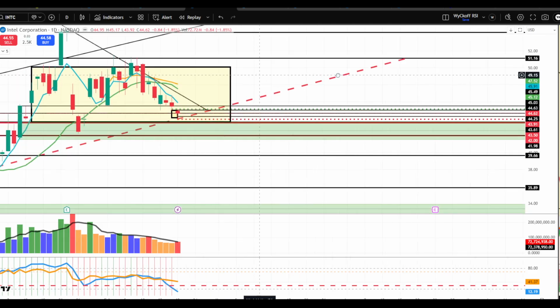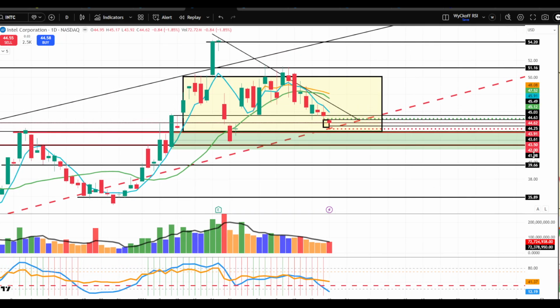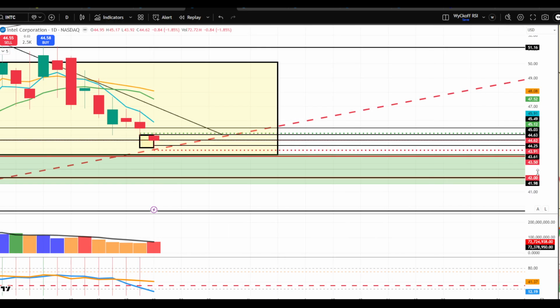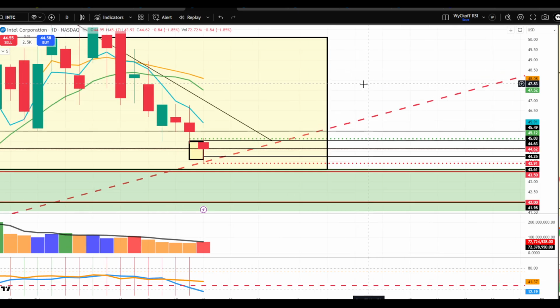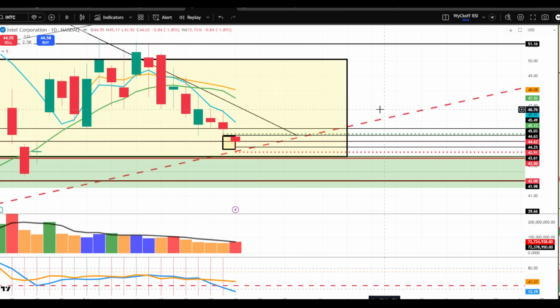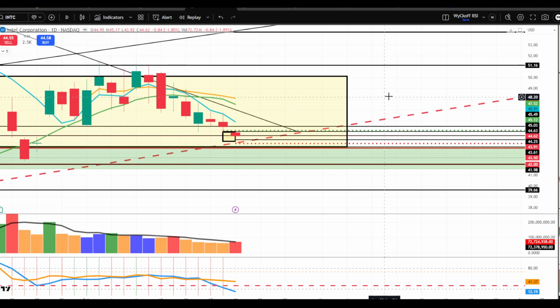So just be ready for that and have your stops, tight stops, depending on how you plan to trade. But that would be the plan for February 20th, Friday. Today is February 19th, Intel stock INTC.